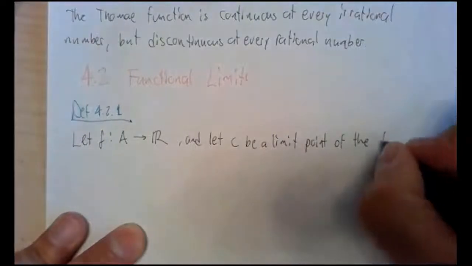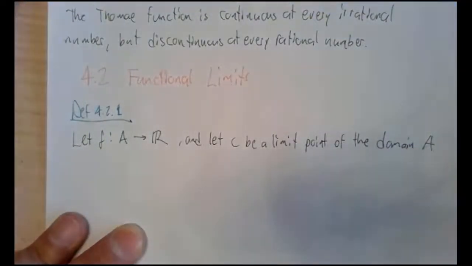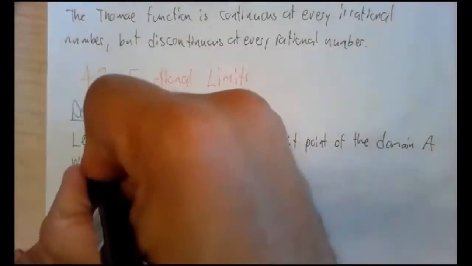So I can tell you right away that limits don't make sense with isolated points, right? If we have a point in a domain that is isolated, you cannot get close to it. So limits don't make sense for isolated points. So only for limit points.